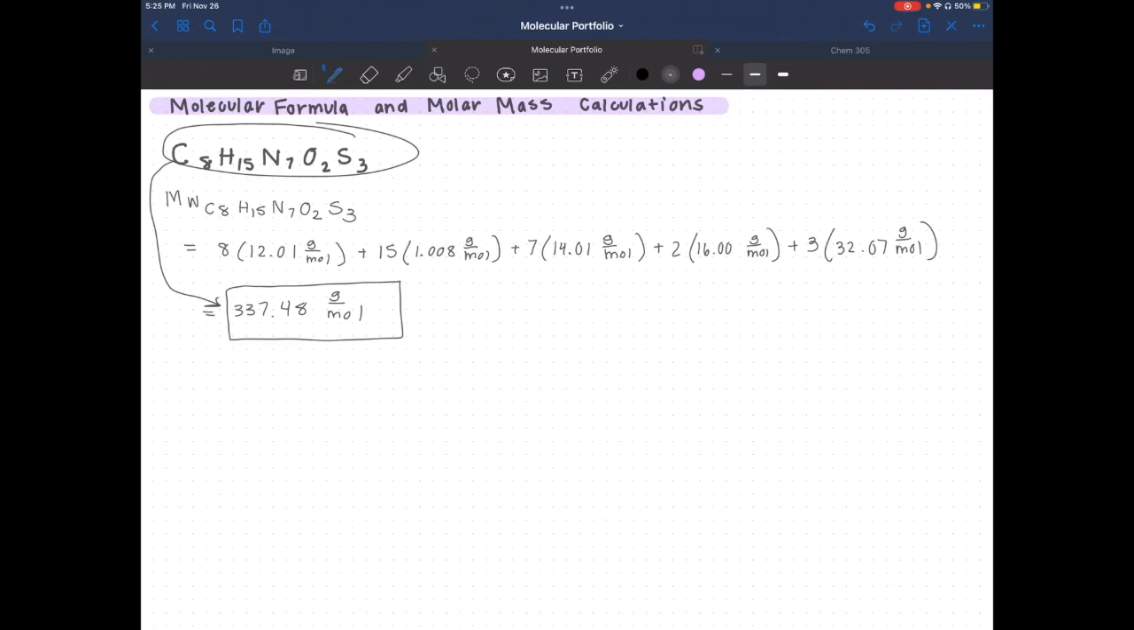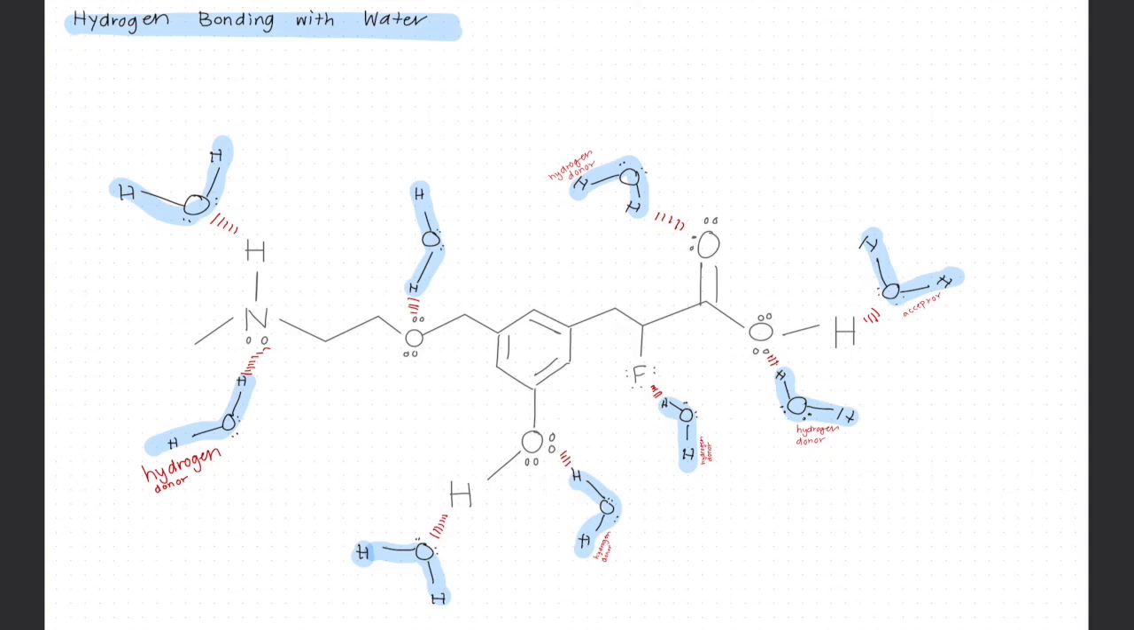And that is already rounded out to the hundredths place. I'll be showing the hydrogen bonding with water. So I'll show how this molecule can form hydrogen bonds with water. I've already drawn out the bent water molecules around the molecule, and as you can see right here, this water molecule, its hydrogen is getting donated to this nitrogen, and this hydrogen in this water molecule is also getting donated to this oxygen. So these are the hydrogen donors.